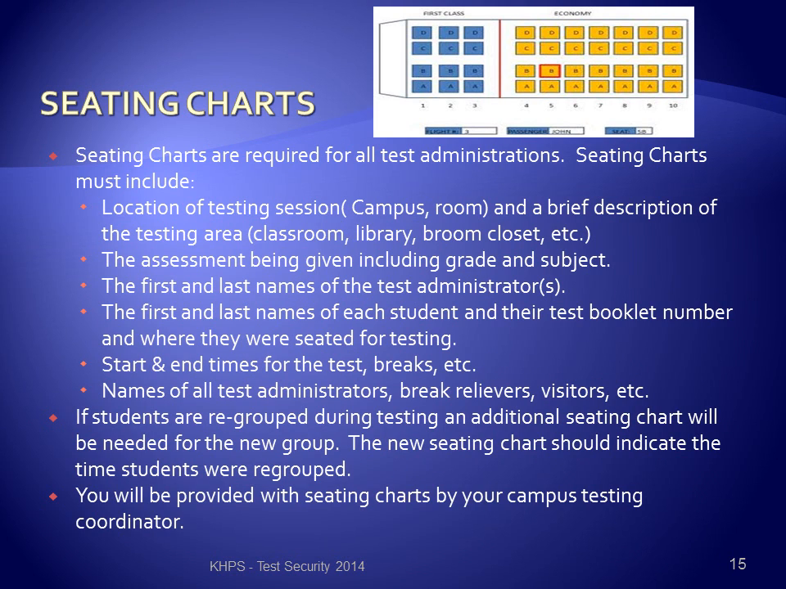Seating chart needs to be created for all test administrations. So this needs to include the location of the testing and a brief description of the testing area, the type of assessment that's being given, the first and last names of the test administrator or administrators, first and last names of each student and their test booklet number and where they were seated for testing, the start and end times for the test, the breaks, etc., names of all test administrators, break relievers, visitors, etc., etc.